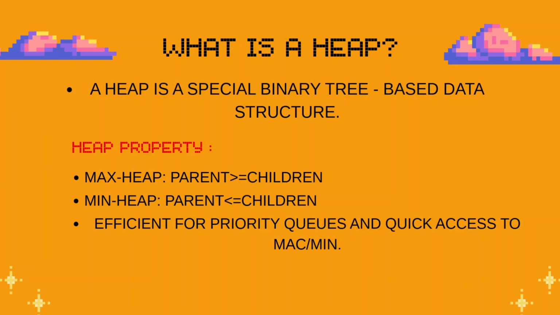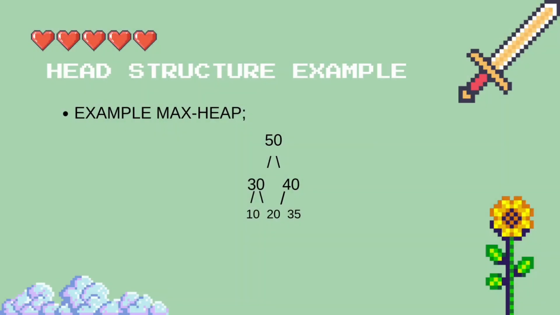What is a heap? A heap is a special kind of binary tree. The key idea is the heap property. Number 1. In a max heap, the parent is always greater than or equal to its children. Number 2. Min heap. The parent is always smaller than or equal to its children. This makes heaps really good for quickly finding the maximum or minimum elements.